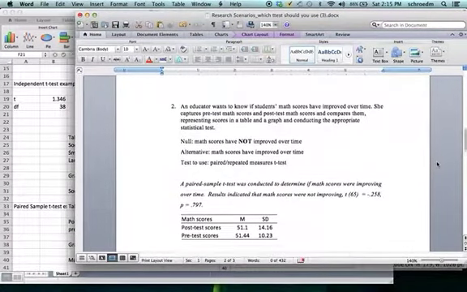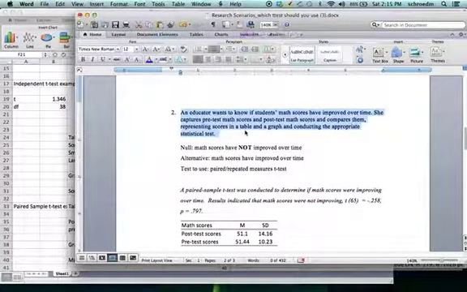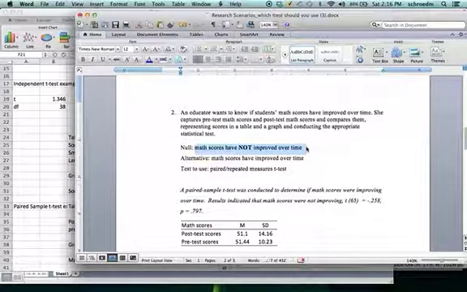will be the paired sample t-test. An educator wants to know if students' math scores have improved over time. Again, the alternative is just restating what the researcher wants to know. The null is just a negation of that. So all I have to do really is copy this, drag it down here, put it in here, throw in the well-placed not or does not, did not, won't, whatever, and then I'm done with the null and alternative.